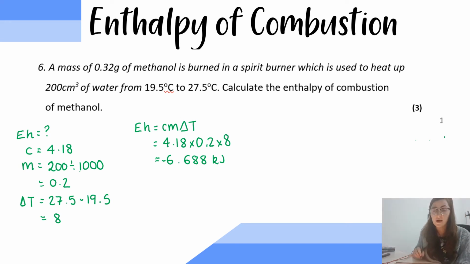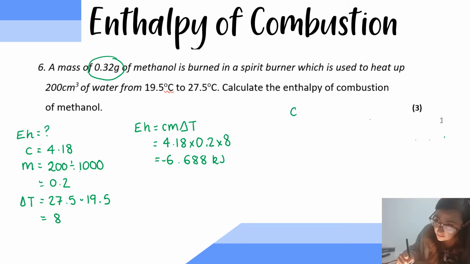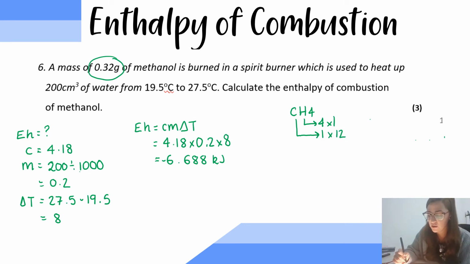And my next step is I'm calculating the enthalpy of combustion. So what I've calculated here is the energy released when I burned 0.32 grams. For enthalpy of combustion, remember the definition is the energy released when you burn 1 mole of a substance. So we need to figure out first what is the mass of 1 mole of methanol. Well, methanol's chemical formula is CH4O. The mass of hydrogen is 1, we've got 4 of them. The mass of carbon is 12 and we've got 1 of them. So 4 plus 12 is 16 grams.